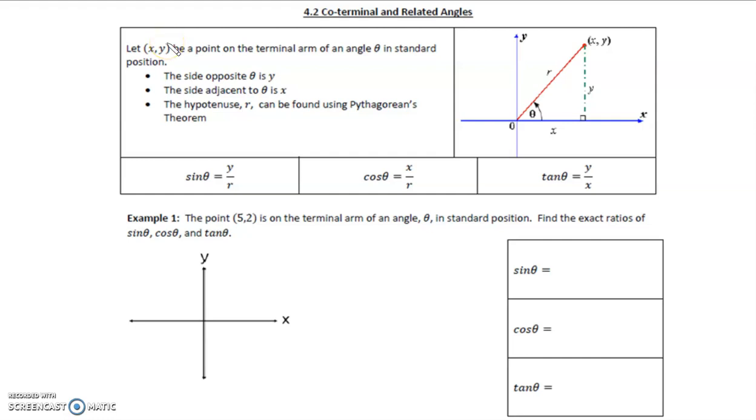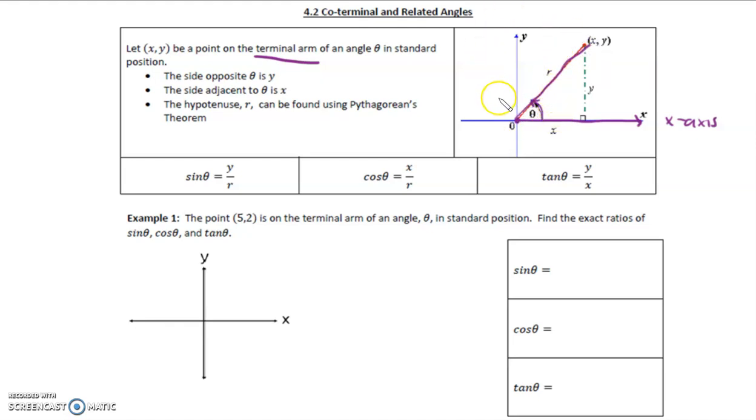Okay, so 4.2, coterminal and related angles. Let x, y be the point on the terminal arm of an angle theta in standard position. As a review, standard position is when we start at the origin and we have our initial arm, which is the x-axis. Then we rotate up, see this arrow, and this is going to be our terminal arm.